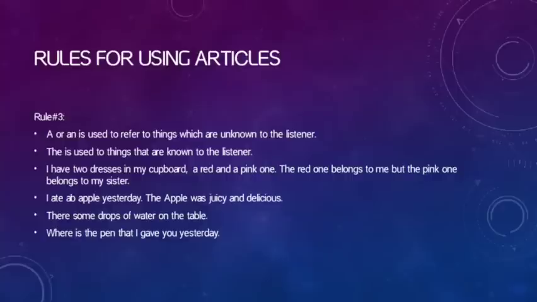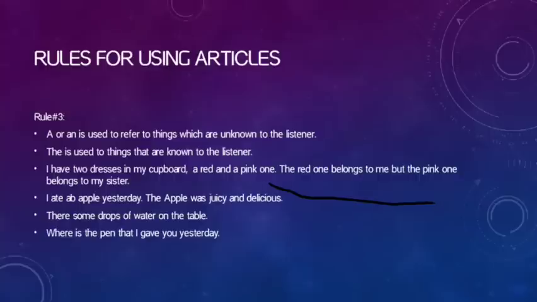Now let's have a look at the next part of this sentence. The red one belongs to me, but the pink one belongs to my sister. Now the listener is already aware of the pink and red dress, because of which you are going to use the. Second example is, I ate an apple yesterday. The apple was juicy and delicious. Obviously, when you introduce it, it is new to your listener. That's why you are using an. Now your listener already knows what you are talking about, so you start using the with it.